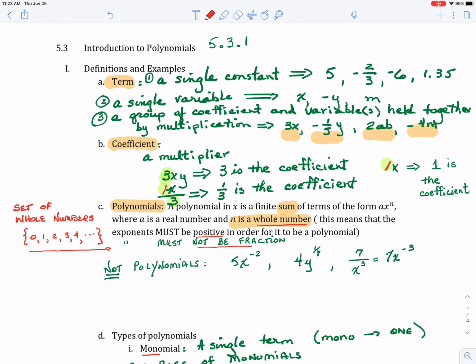So I've got a few examples here that are not polynomials. This first one, 5x to the -2, is not a polynomial because that -2 is not a whole number. Same thing here, that 1/7 is not a whole number. And you cannot have variables in denominators because that would bring us back to a negative exponent. We learned all that in some earlier chapters. All right, so I hope that helps.